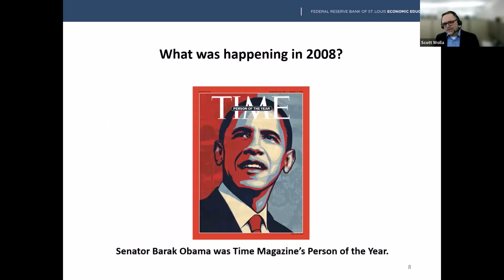Next slide. 2008 was an election year. So Barack Obama, US Senator from Illinois, was running for president. His running mate was Joe Biden, then a US Senator from Delaware.